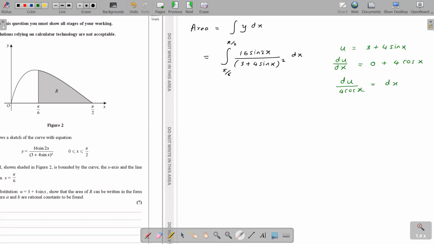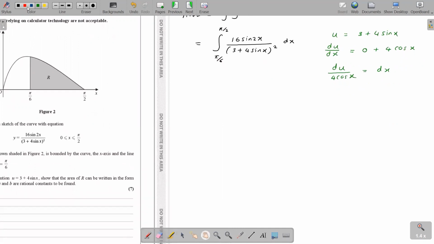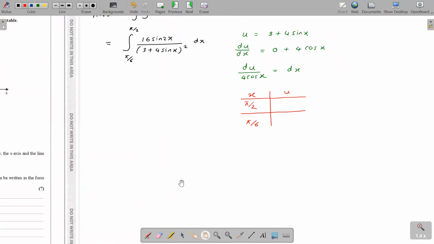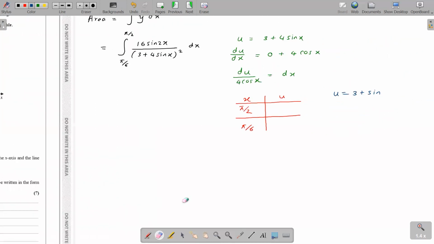Okay, then shall we also replace the limits as well? Because when you're replacing the x values, now you're going to convert the entire sum in terms of u. There cannot be any trace of x here. Even the x limits must be converted to u limits. So can you all convert the limits for me? My x limits are pi over 2 and pi over 6. Can I know the respective u limits? So what is u? U equals 3 plus 4 sine x, right? Can you all replace the x value?